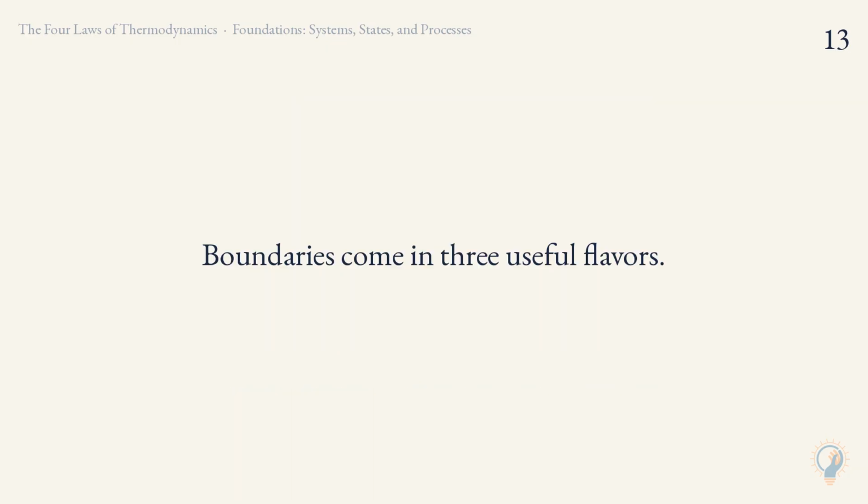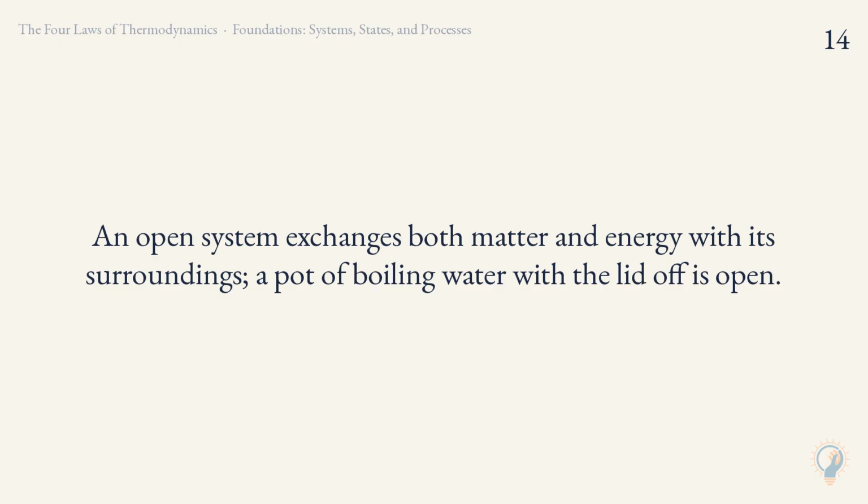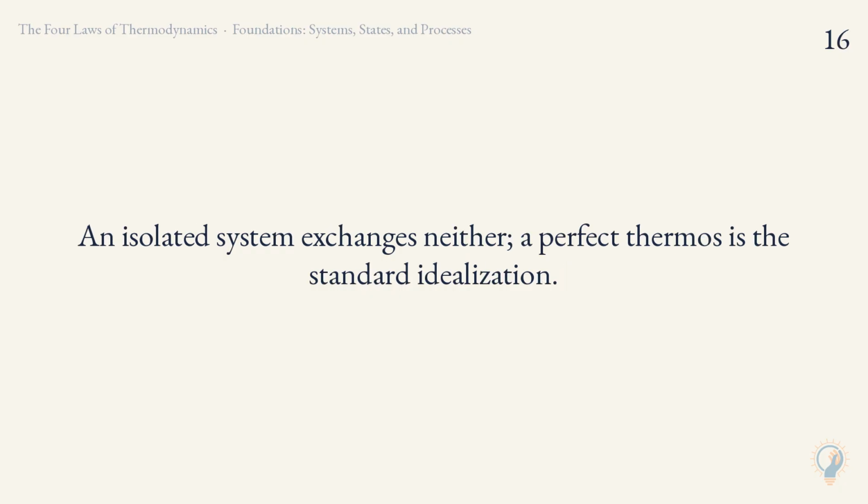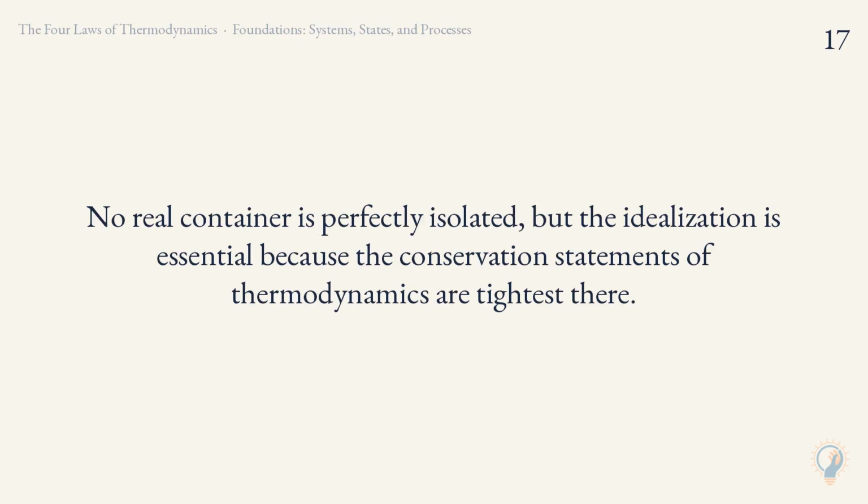Boundaries come in 3 useful flavors. An open system exchanges both matter and energy with its surroundings. A pot of boiling water with the lid off is open. A closed system exchanges energy but not matter. A sealed pressure cooker is closed. An isolated system exchanges neither. A perfect thermos is the standard idealization. No real container is perfectly isolated, but the idealization is essential because the conservation statements of thermodynamics are tightest there.